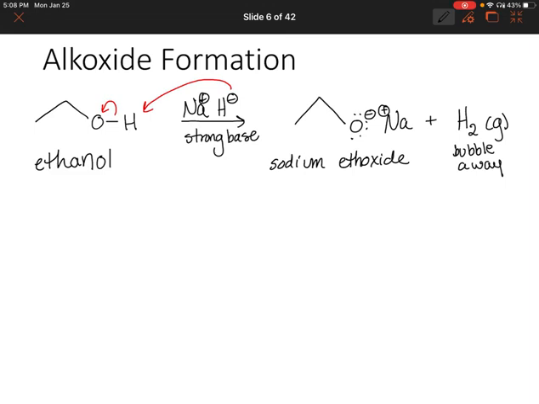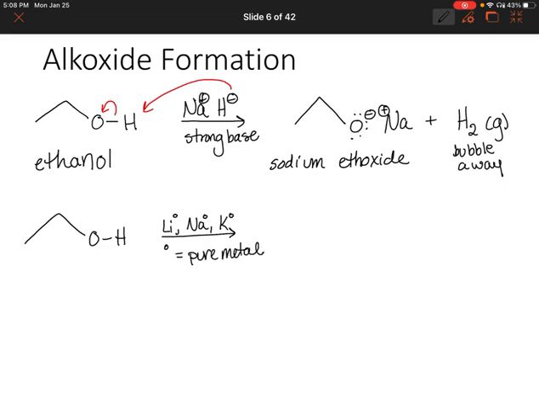Okay, now there is another way to perform this reaction. And this one's kind of cool. This one involves using pure lithium, pure sodium, or pure potassium. And I'm just going to write a little degree symbol next to each of those, and that just means that it's a pure metal.